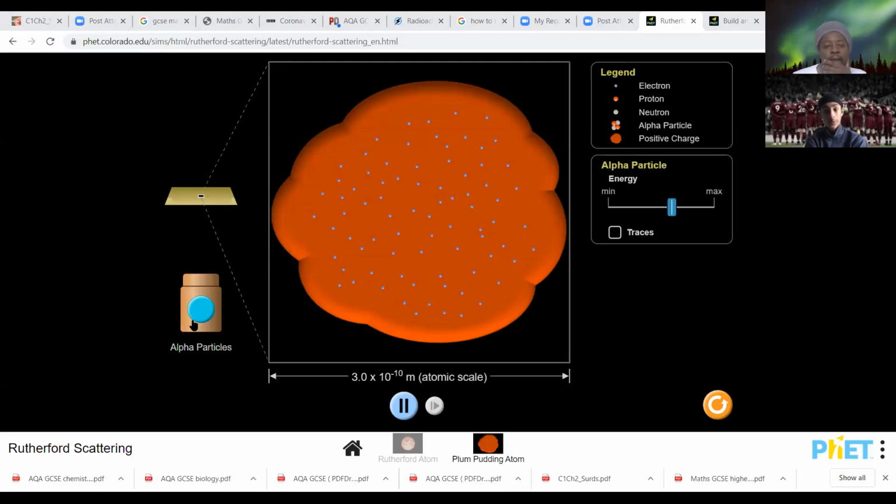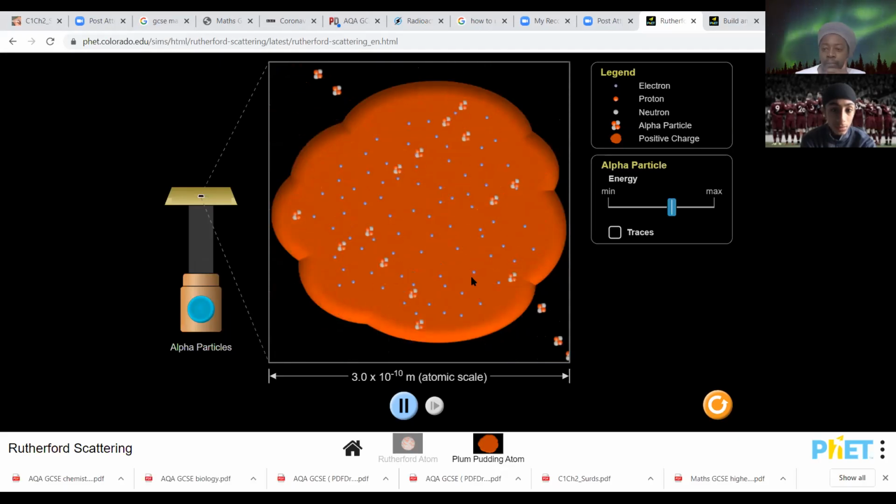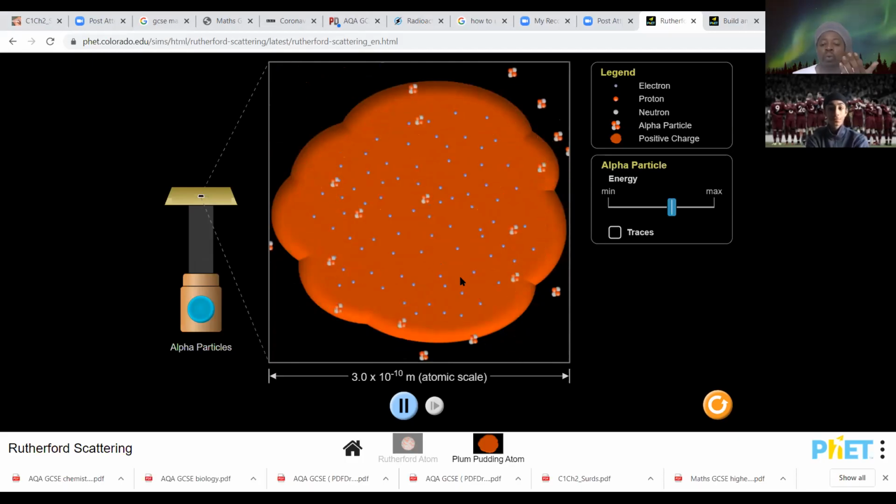So if I fired alpha particles at this gold foil, what would I expect these alpha particles to do according to this plum pudding model? What do you reckon will happen? Can you see what happens? These alpha particles, the ones with the 4 dots, they just pass through, don't they? Which is what we'd expect.